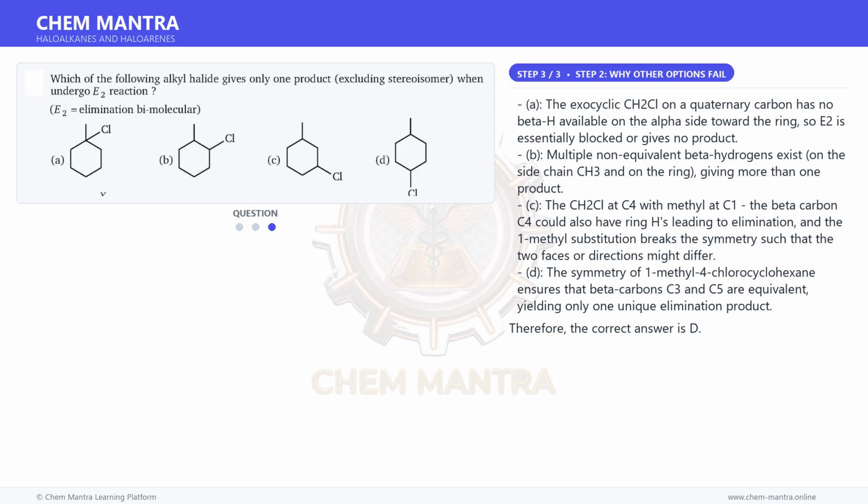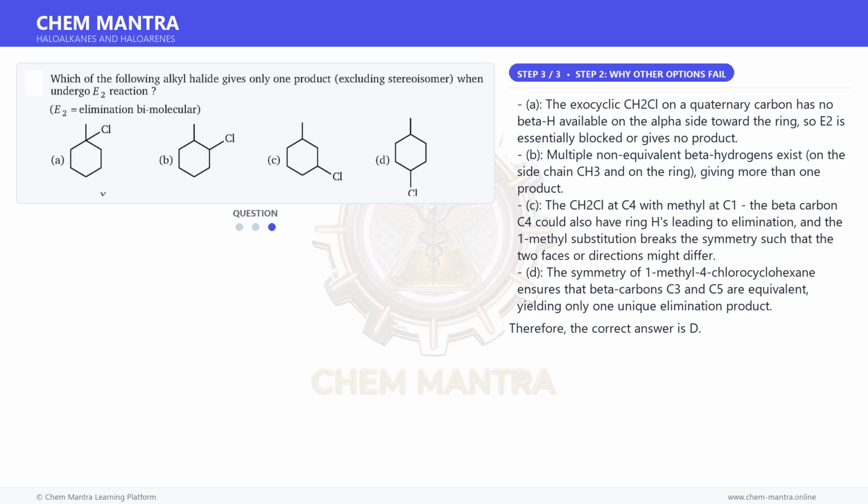And for the final step, A. The exocyclic CH2Cl on a quaternary carbon has no beta H available on the alpha side toward the ring, so E2 is essentially blocked or gives no product. B. Multiple non-equivalent beta hydrogens exist on the side chain CH3 and on the ring, giving more than one product. C. The CH2Cl at C4 with methyl at C1, the beta carbon C4 could also have ring H's leading to elimination, and the 1-methyl substitution breaks the symmetry such that the two faces or directions might differ.